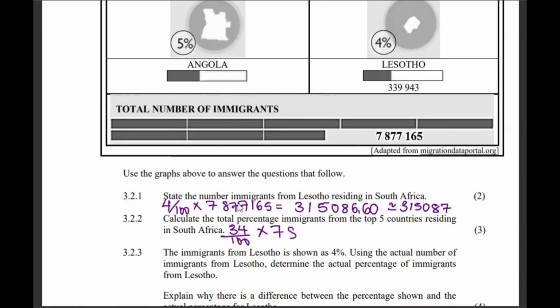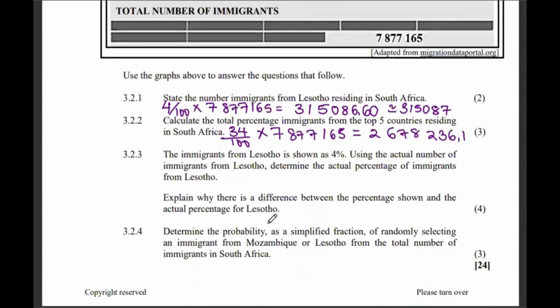So from the 5 that are mentioned, how many contribute? We have 2,678,236.1. So the .1 we ignore because these are humans. We can't have half a person. So we leave it at 2,678,236.